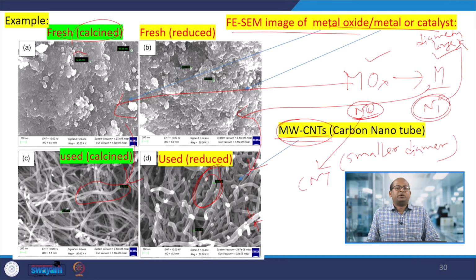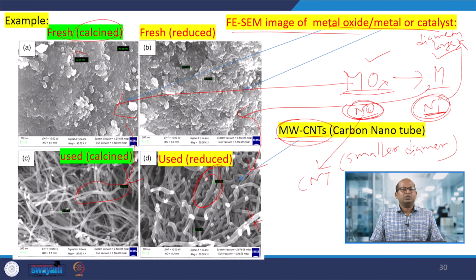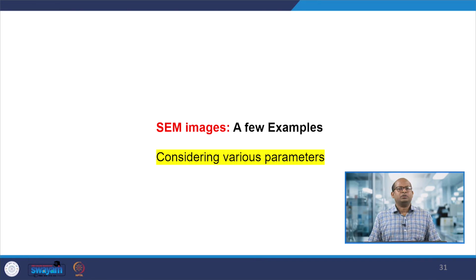So if we want to prepare smaller diameter nanotubes, then of course we have to go for metal oxides, the nickel oxides, to get smaller diameter carbon nanotubes. And if you want to get larger diameters, then nickel metal. So here I'm showing a specific example. Depending upon our applications, many varieties of methods are available, so we can prepare various dimensions of the nanomaterials. Here I am showing just one example, and some other examples we will also discuss.